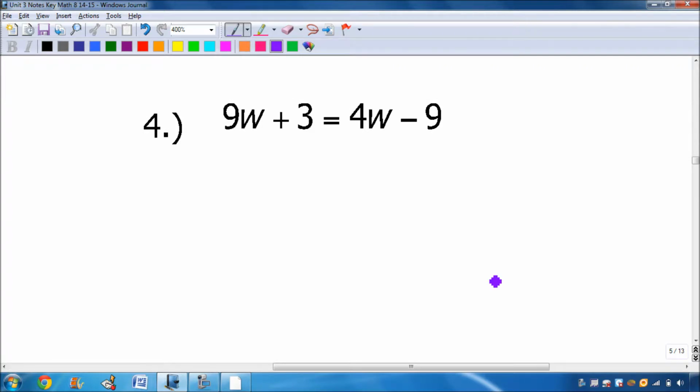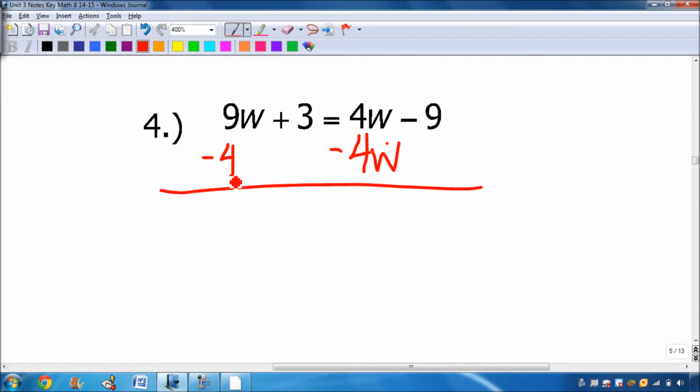All right, let's look at number 4 together. 9w plus 3 equals 4w minus 9. Well, I want to get all my variables together on one side and my constants together on the other side. Well, there's more variables on the left side, so I'm going to get rid of the variables on the right side. This positive 4w needs to be gotten rid of, so I'm going to subtract 4w from this side, but whatever I do on this side, I'm going to write on the other side underneath what's like it. So I end up getting 5w plus 3 equals negative 9.